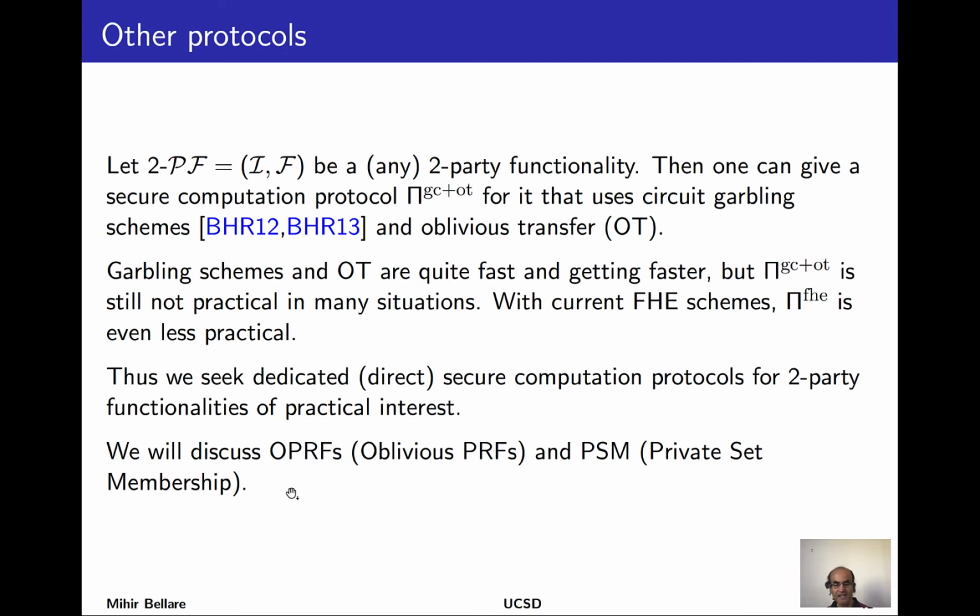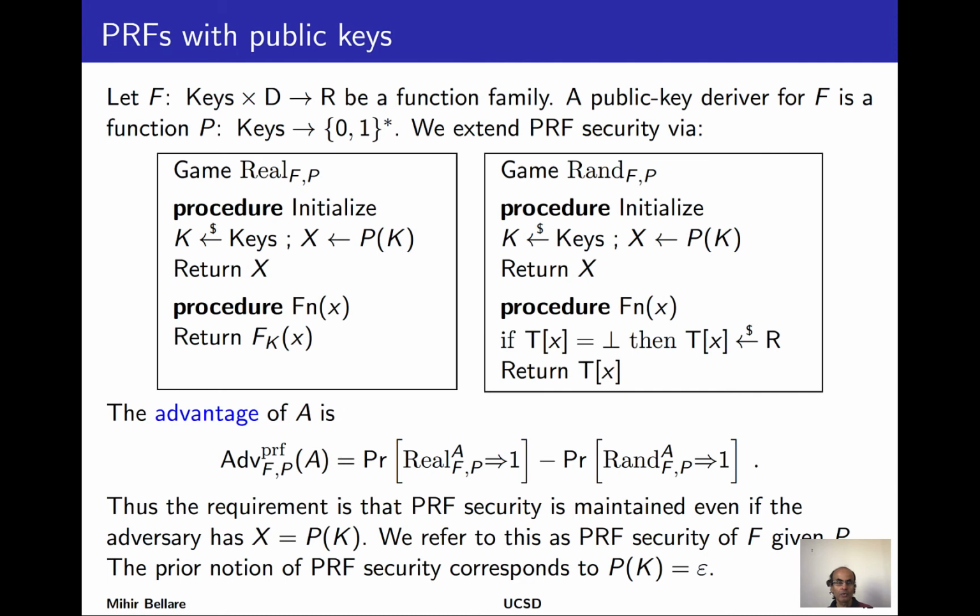So we'll discuss a couple of related examples. One is oblivious pseudorandom functions, and the other is what's called private set membership, a special case of what's often called private set intersection. So we'll begin by stepping back a little bit, because in Oblivious PRFs, we'll need PRFs with a little more functionality than we've seen earlier.